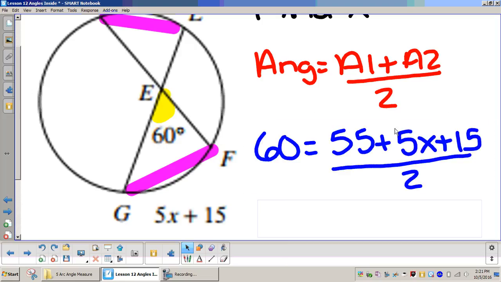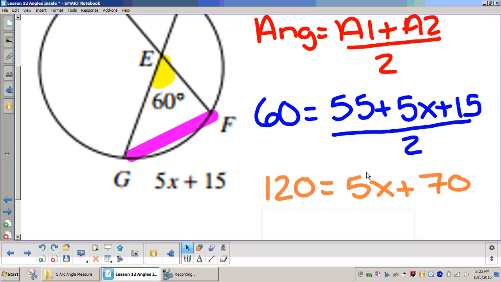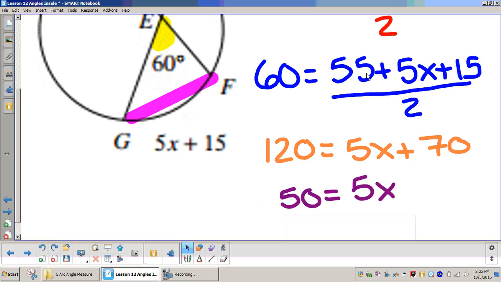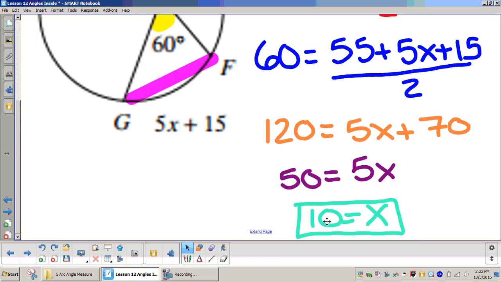I plug in what I know. The two arcs go over here. The angle's on the left by itself. So I've got a little bit of simplifying on top to do. I multiply both sides by 2. I simplified 55 plus 15 to get the 70 right here. I subtract 70, then divide by 5, and I get that x is 10.